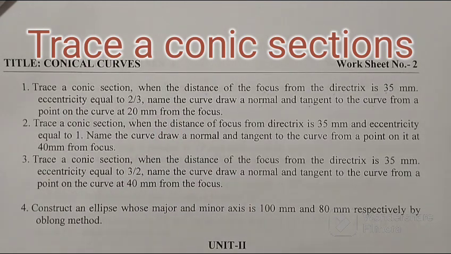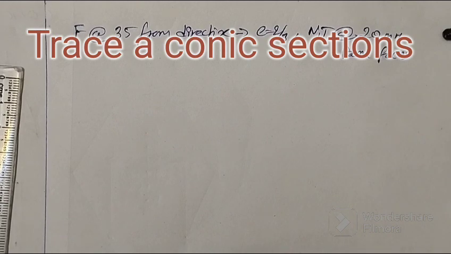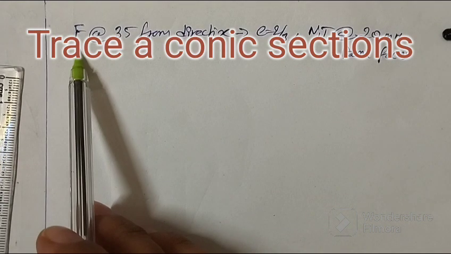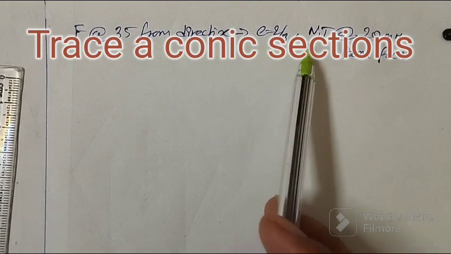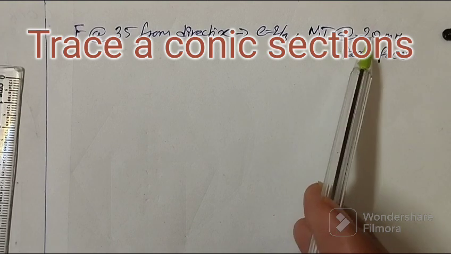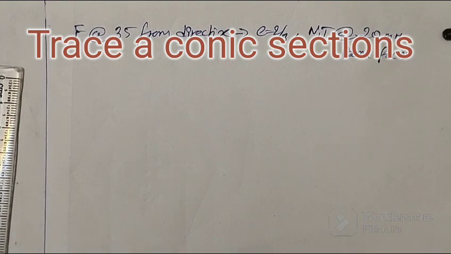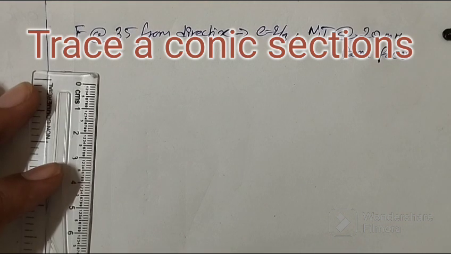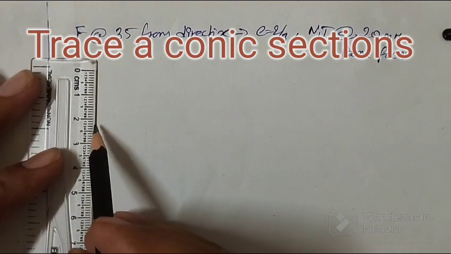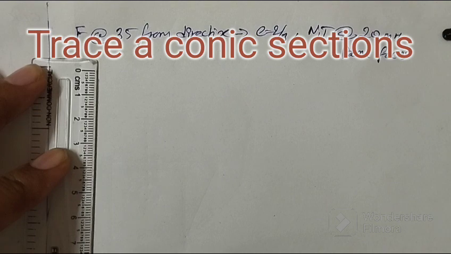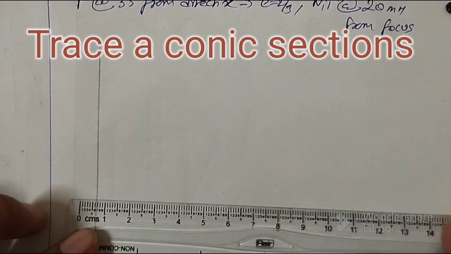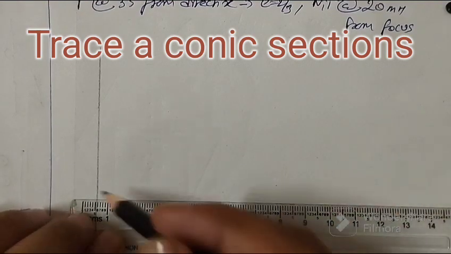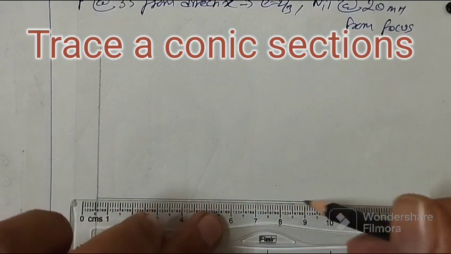Now the same thing we will draw. So friends, this is the question which we have discussed. The focus was at a distance of 35 mm from the directrix, eccentricity was 2/3, and normal and tangent at a distance of 20 mm from the focus. So let us solve this problem. First of all, you have to draw the directrix. I taught you in the previous class what is called directrix, what is major axis, what is minor axis. First I am drawing the directrix and a major axis. So this is my major axis.